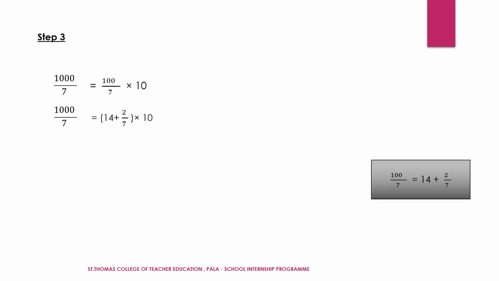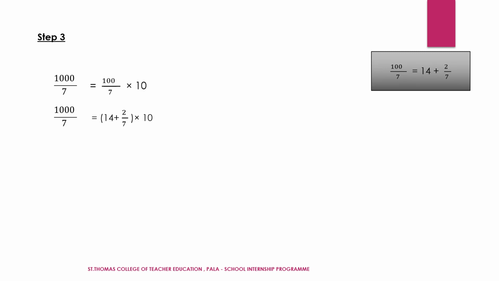Okay, let's move on to step 3. Yes, here we are doing 1000 by 7. And can you convert 1000 by 7 in terms of 10? Correct. 100 by 7 into 10, isn't it? Now, what you are going to do? Yes, writing 14 plus 2 by 7 instead of 100 by 7. From where did you get this? Yes, from the previous slide.